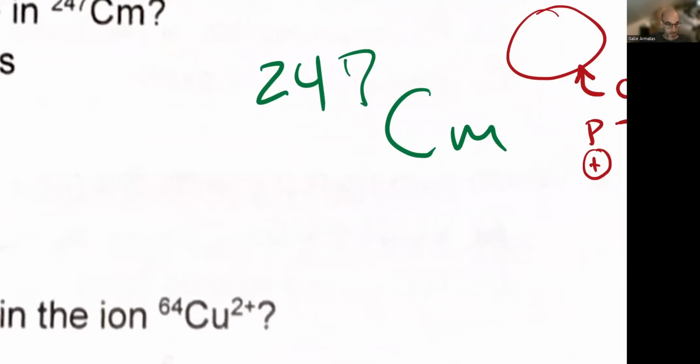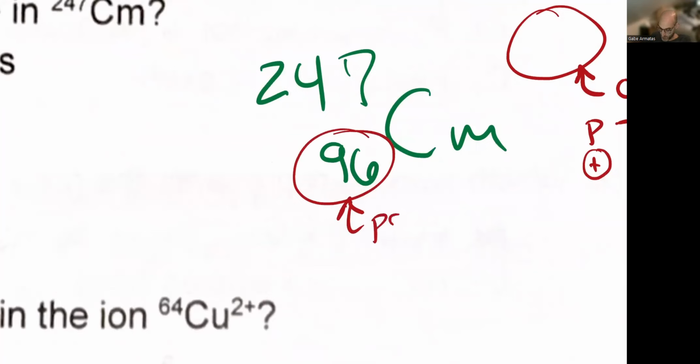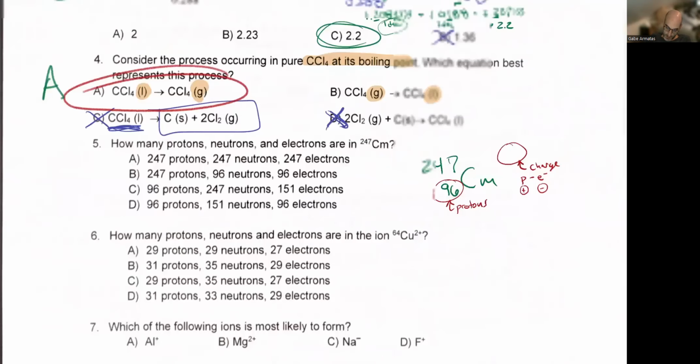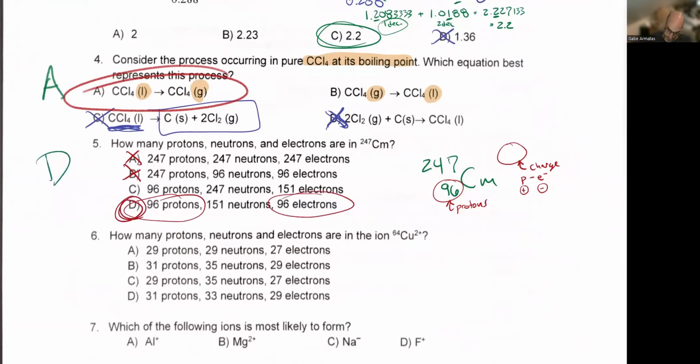Curium, which is down in the actinide series, is going to have 96 in this. And that's the atomic number. So that's the atomic number. This is the number of protons. So we know that protons is 96. That means I can immediately eliminate A and B. And actually, we're pretty much done here. We don't really have to do more math because we know there's no charge. It's neutral. That means that protons has got to equal electrons, and D is the only one where that actually happens. So this would be D.